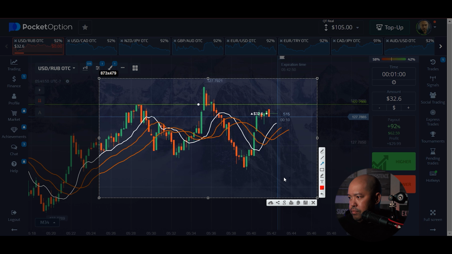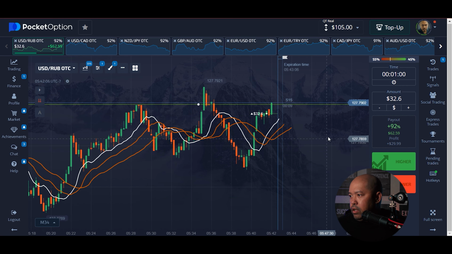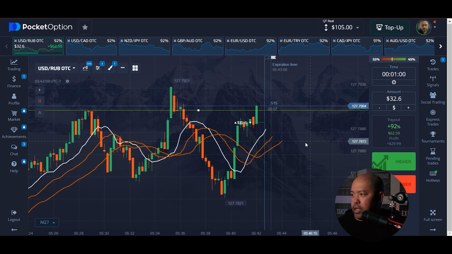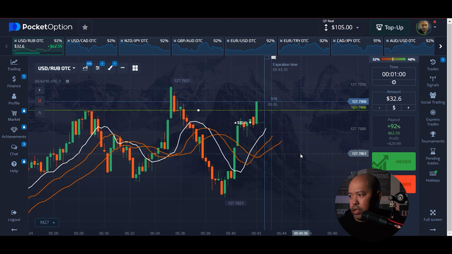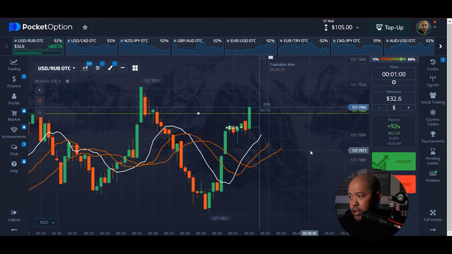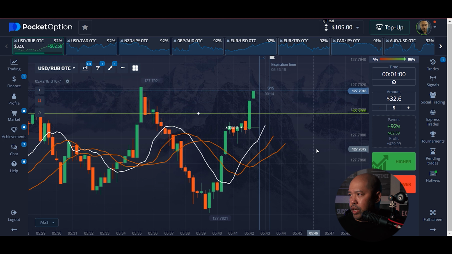It's an up direction, and it just hit the support area, and the lips crossed the other moving averages going upwards, and then you've got the resistance area here. So yep, this is a few more seconds. Anything can happen though. I'm not going to be too excited, but it broke it like I said it would. And then let's see if we win this last trade. Let's go.